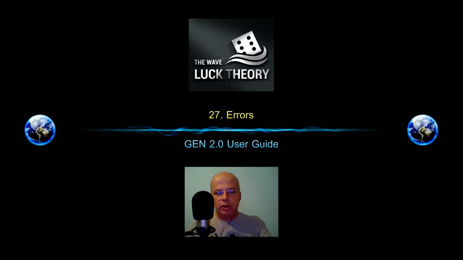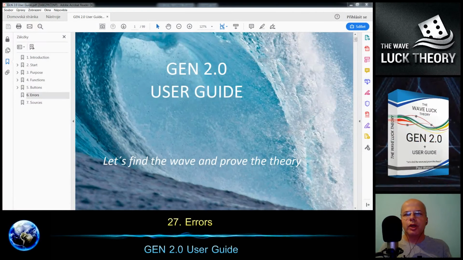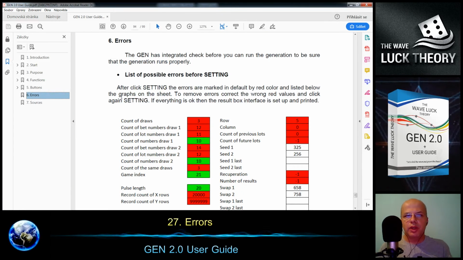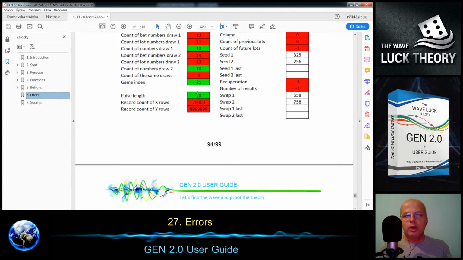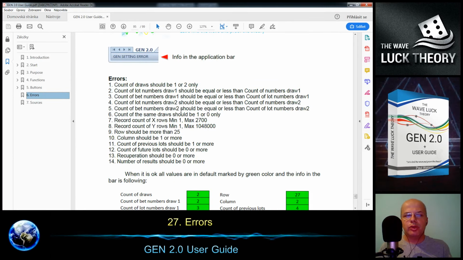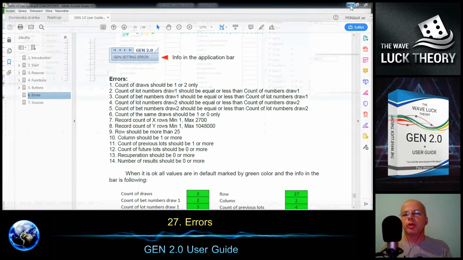At first, let's jump into the user guide, and here is the chapter about errors. During primary settings, the errors are marked by red color as default. We can cause actually 14 errors, and these are also shown here. Let me simulate all the errors you can cause, and I will describe them step by step.